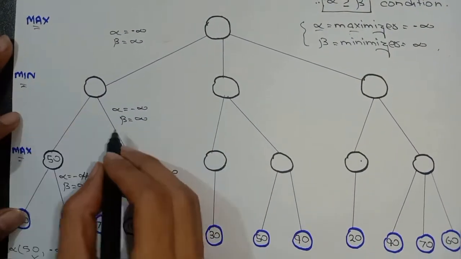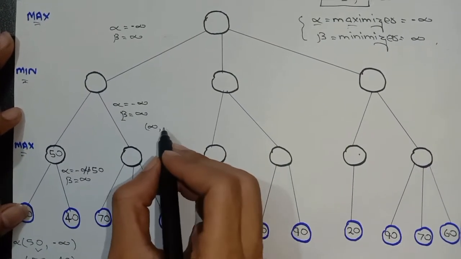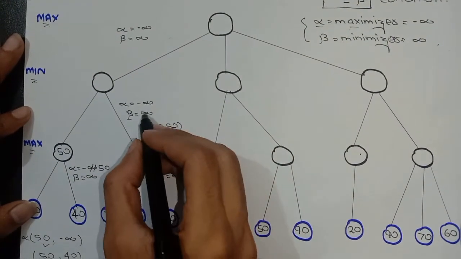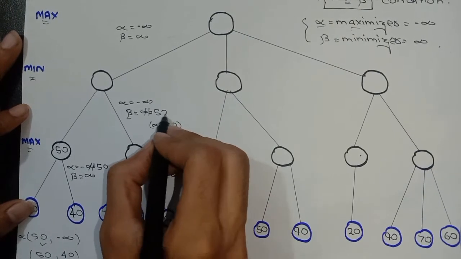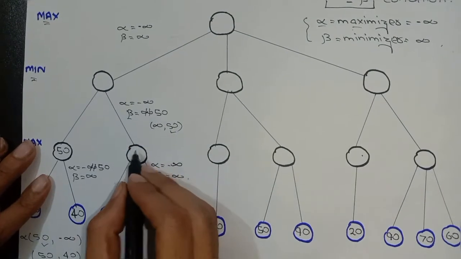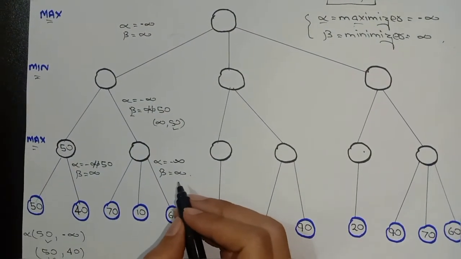Now I will go to the upper level, which is minimum, and in minimum we consider beta, our minimizer, whose initial value is infinity, on whose basis we check the node values. Is infinity minimum or 50 minimum? Definitely 50. So I will rewrite the beta value and it becomes 50. But I will not write it in this circle because I have another leaf node to traverse.